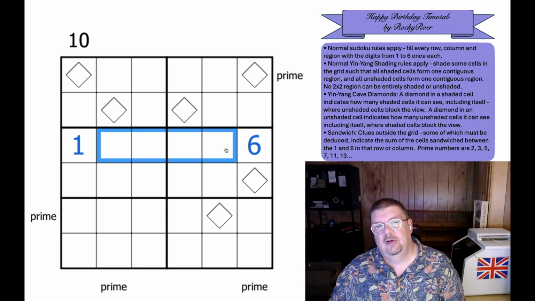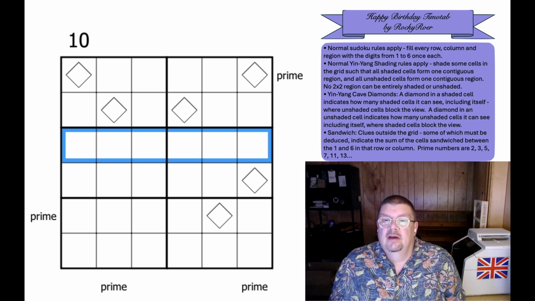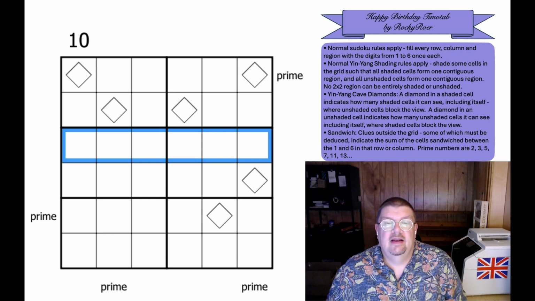That's the largest possible sandwich clue I could have. These digits would be 2, 3, 4, and 5, and if I add those all up together, that makes 14. So the largest possible sandwich clue in a 6x6 is 14. So that's why we have only been given the list of primes up to 13. Okay, that's got that out of the way.